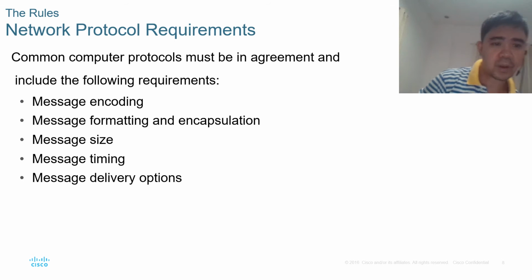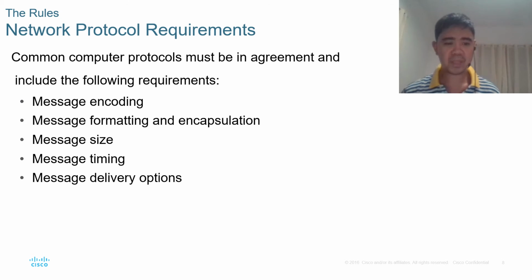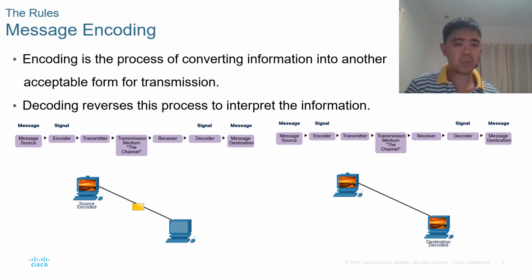Some of the network protocol requirements have something to do with encoding, formatting, size, timing, and delivery options. Let's deal with this one by one. With encoding, usually most of this occurs in the cable, LAN card to cable. What we mean by encoding is the process of converting the information into an acceptable form for transmission. Take note that our message is transmitted to our wire, to our cable, and the nature of the signal in our cable is different from our computer. So there is a component that encodes or converts this.